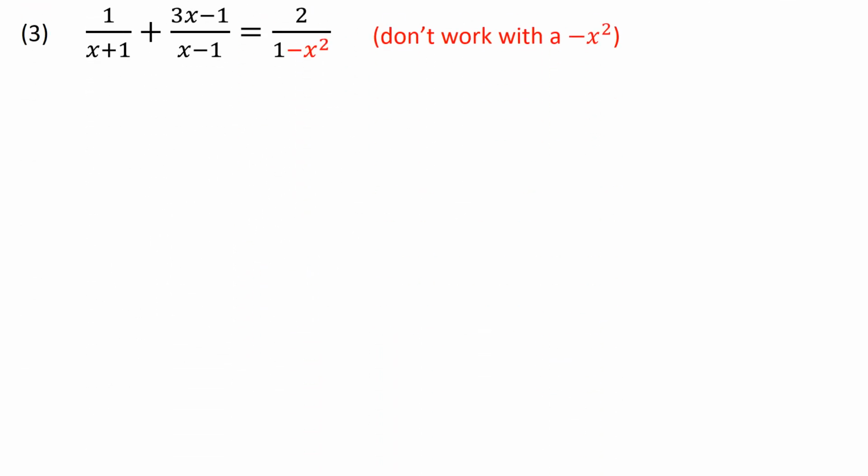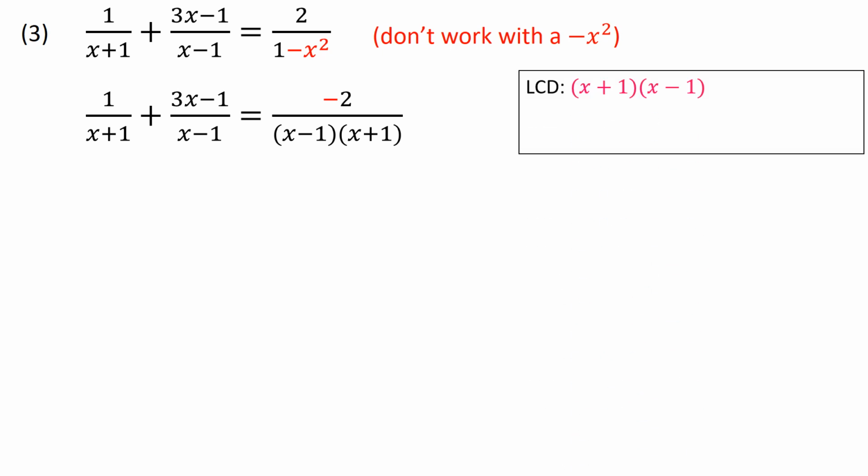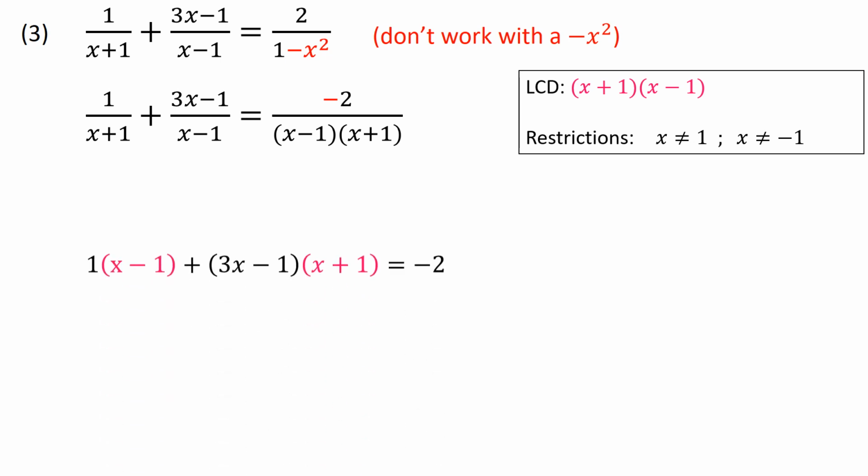Number 3. Here we have 3 fractions. All of them can't really be simplified, so we can just put brackets over it. However, I do suggest do not work with a negative x squared, because if you were to just change the sign, you can factorize that denominator. So it's going to have to be (x minus 1) and (x plus 1). Our lowest common denominator for this case is (x plus 1) and (x minus 1), followed by the restrictions: x can't be 1, x can't be negative 1.